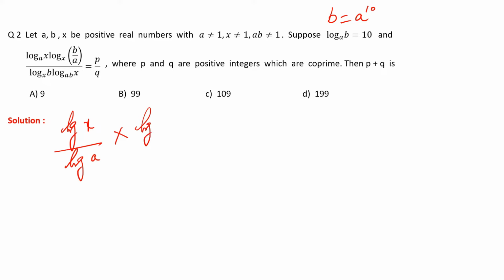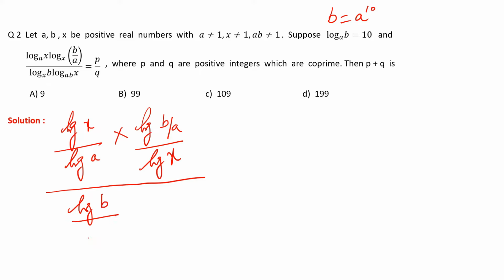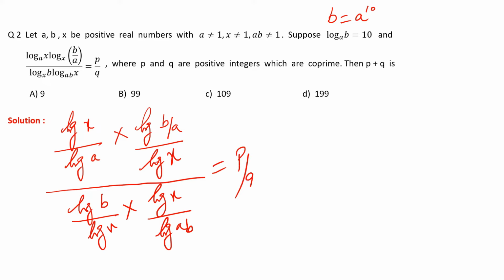Now similarly, the second one, log b by a to the base x, I am writing as log b by a divided by log x, whole divided by log b to the base x, which I write as log b upon log x, and log x to the base ab, I am writing as log x upon log ab. I am taking the base of logarithm in all of these terms as 10. You can take any base, but I am taking 10 just for your convenience, because 10 is a common base used for logarithms.